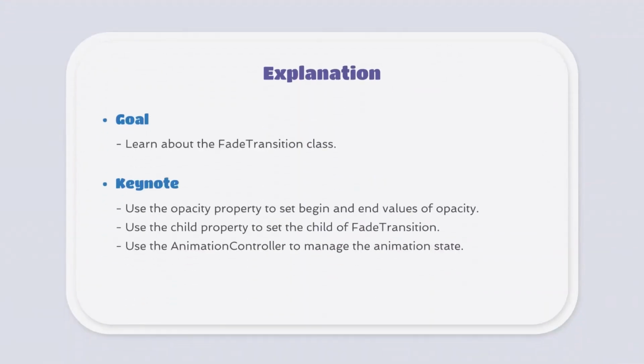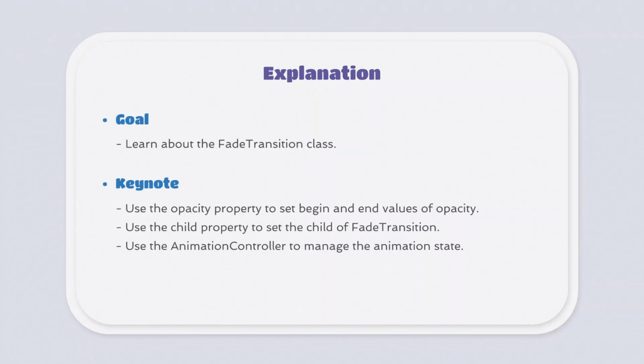In this lesson, we are going to learn about fade transition. As we talked about in the previous lesson, explicit animation ends with transitions such as rotation transition, fade transition, position transition, scale transition, and slide transition. Among them, we're going to talk about fade transition today.